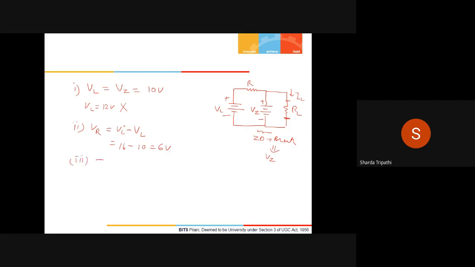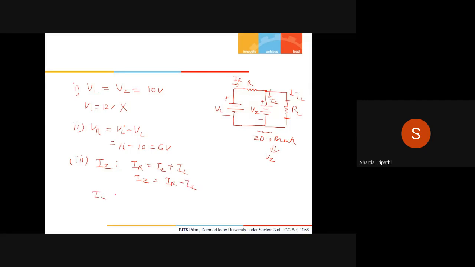Then third thing that I need to find out is IZ. So IZ is the current in this branch and IR is the current over here. So I can apply KCL over here if I want to find out IZ. So I'll say that IR is getting divided between the branch containing the Zener diode and the branch containing the load resistance. So IZ will be equal to IR minus IL.